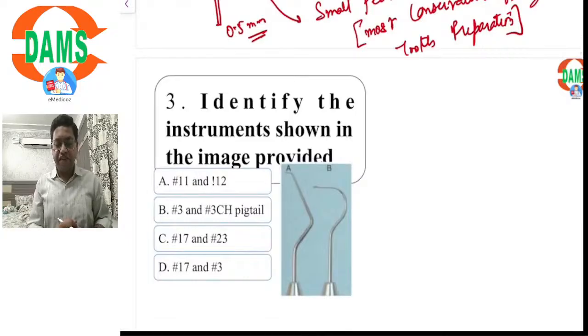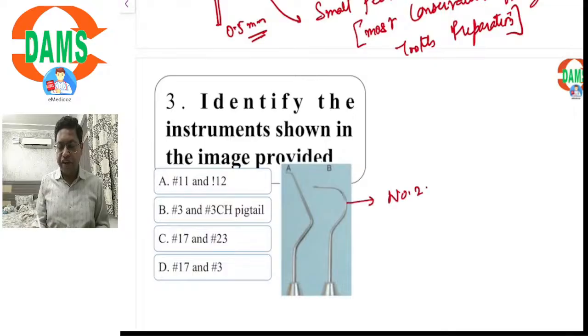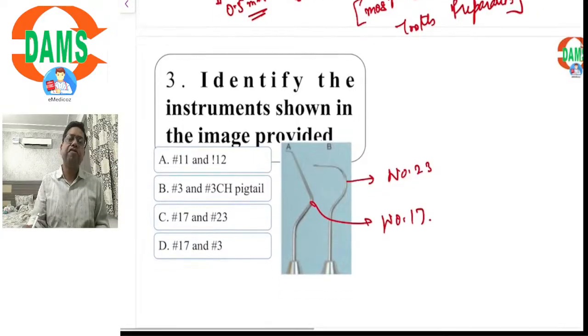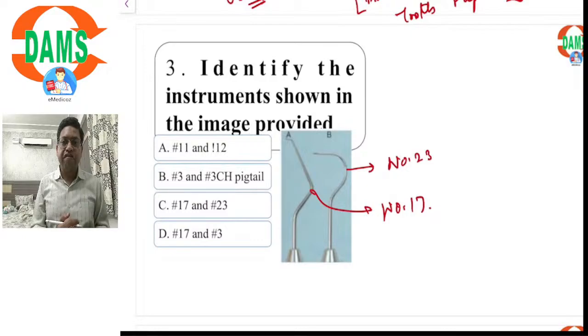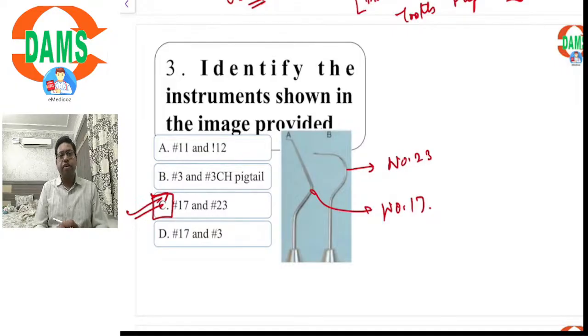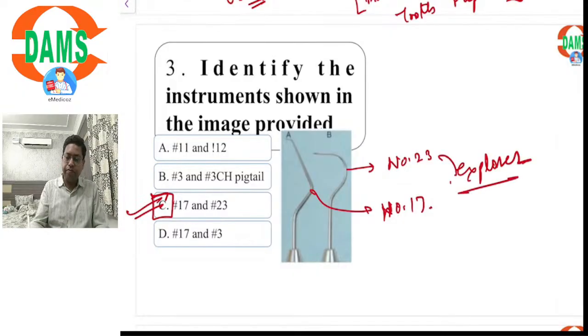Question number 3. Identify the instruments shown in the image provided. What is it? It is an example of a regular dental explorer that is used. It has two tips. This is number 23 and this is number 17. Something everyone must be knowing. Okay. So number 17 and 23. Option C would be the answer. Your regular operative explorer has two ends. One is number 17 end and another is number 23 end. It is an explorer. So option C would be the answer.